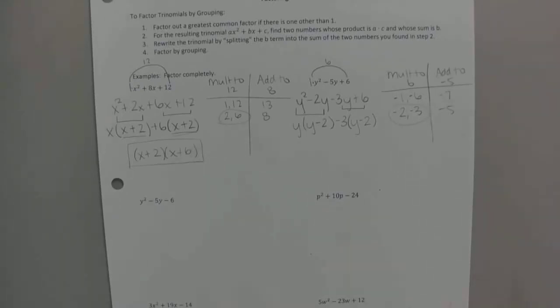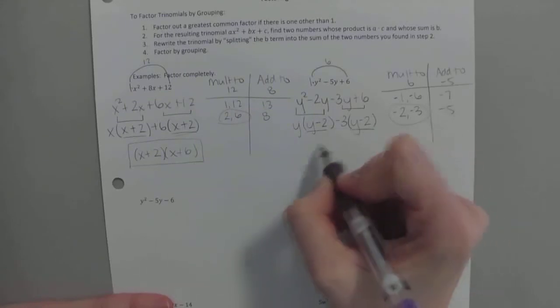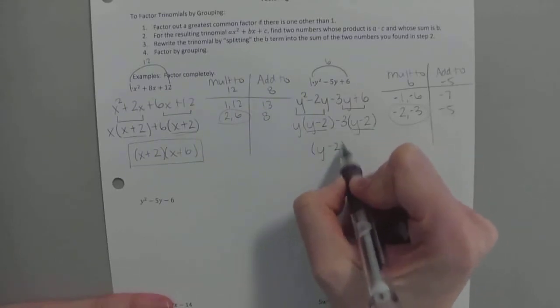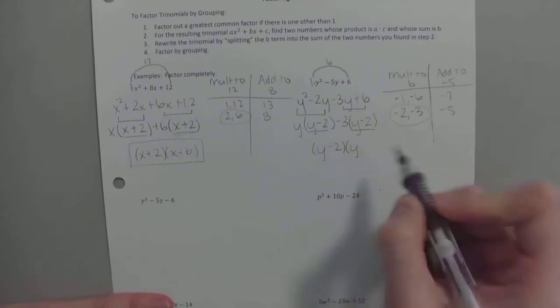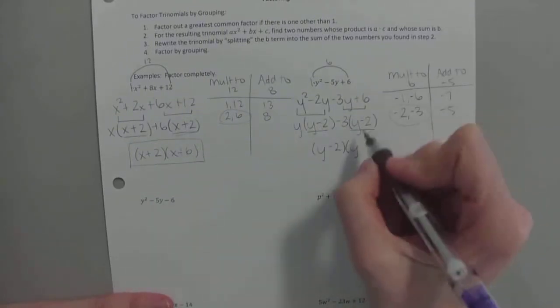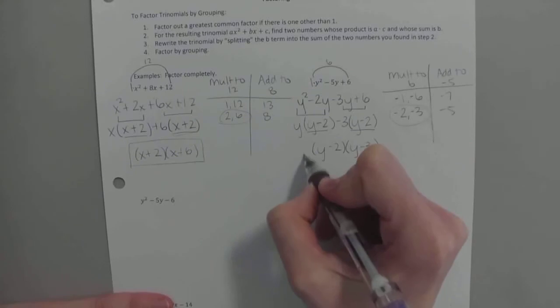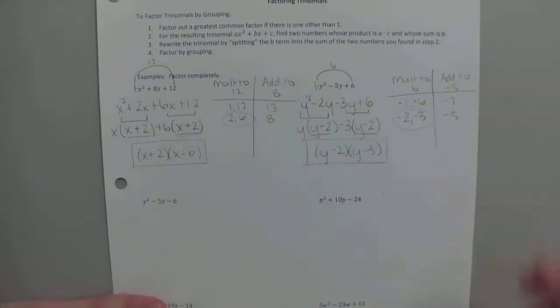So what's the common factor that both of those terms have? Y minus 2. Let's pull him out in front. So we're going to factor out that y minus 2. When we pull him from the first term, what remains? A y. When we pull him from the second term, I heard it, minus 3.